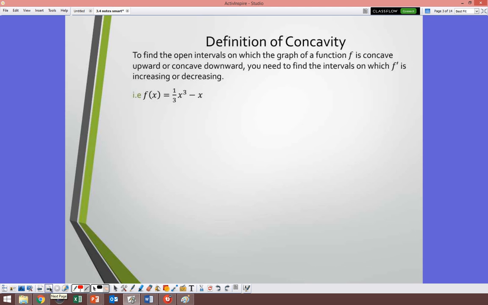Anyway. Definition of concavity: determine the open intervals on which the graph of a function is concave upward or concave downward. You need to find the intervals on which f prime is increasing or decreasing. So let's figure out where this is increasing and decreasing. We have to derive. Take the derivative. So f prime of x is equal to x squared minus 1. So factor it out: x plus 1, x minus 1.